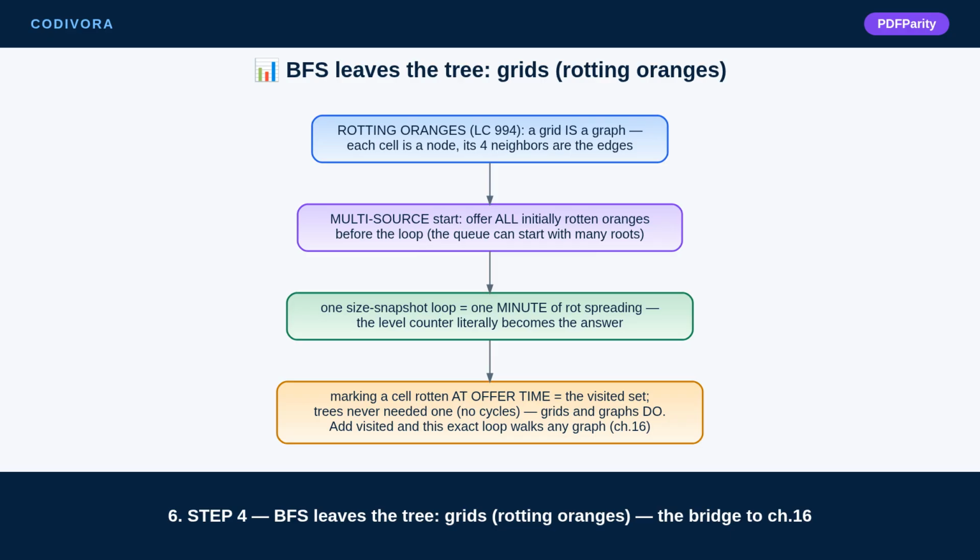Next, one size-snapshot loop equals 1 minute of rot spreading. The level counter literally becomes the answer. Next, marking a cell rotten at offer time equals the visited set. Trees never needed one. No cycles. Grids and graphs do. Add visited, and this exact loop walks any graph, CH16.